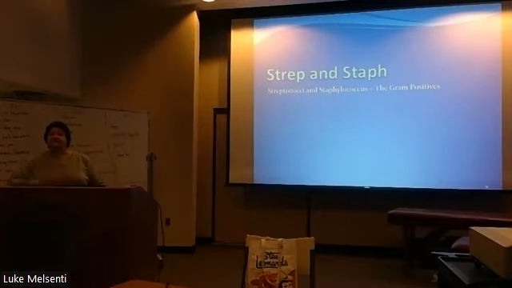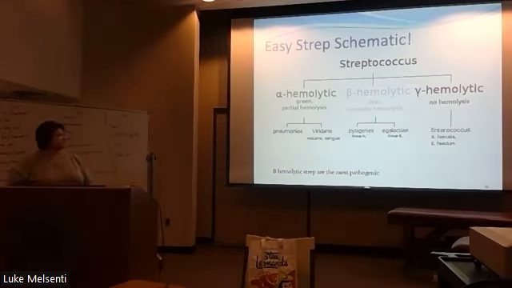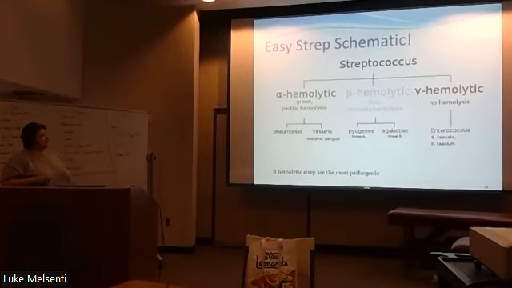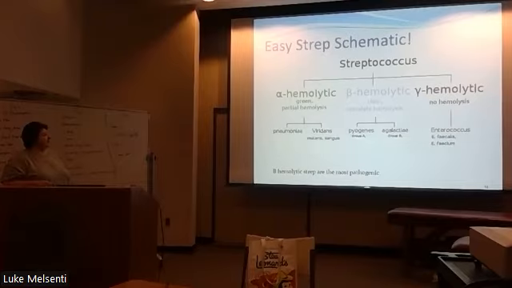All right, so let's get into the nitty-gritty of the bacteria. We're going to do gram-positives first. We're going to start with staph and strep. This is a little bit of laboratory, but what I'm trying to get you to understand is that there's alpha hemolytic, beta hemolytic, and gamma hemolytic streptococcus. Beta hemolytic strep are the most pathogenic.